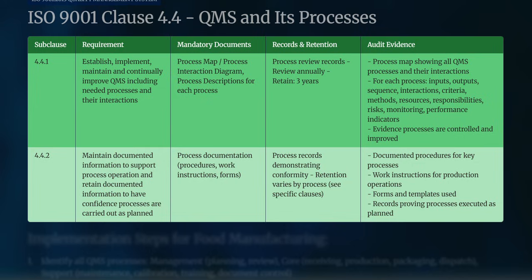For the audit evidence, you need to present documented procedures for key processes, work instructions for production operations, forms and templates used, and records proving processes were executed as planned.